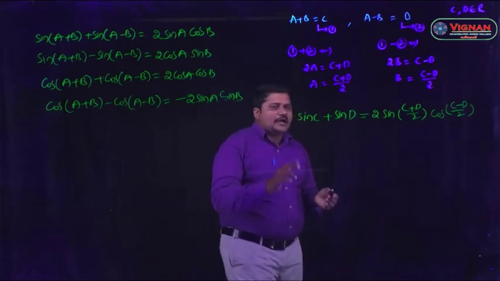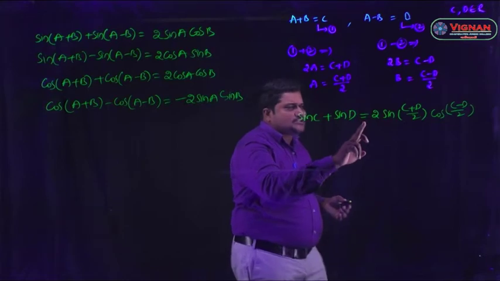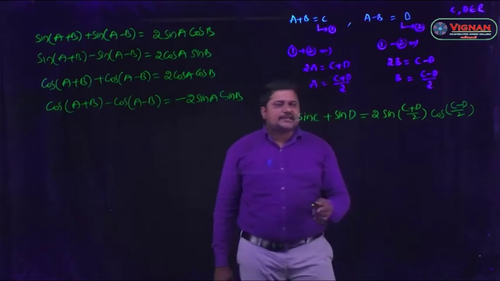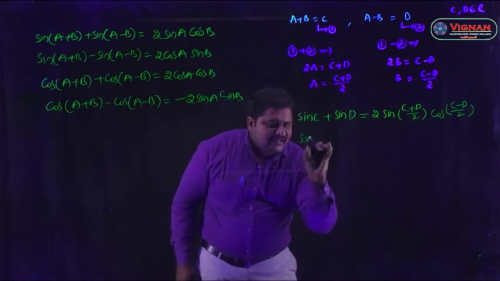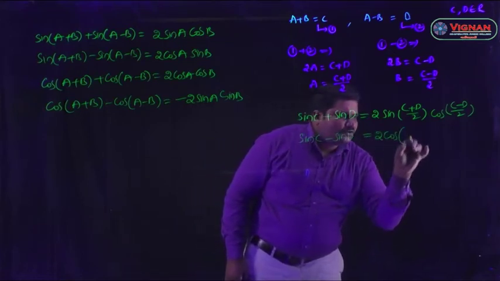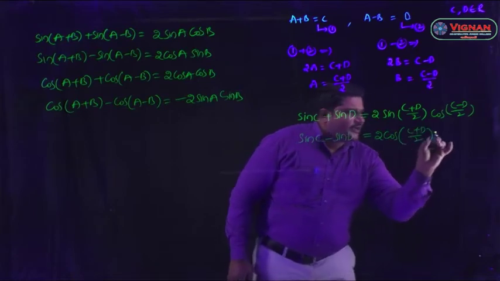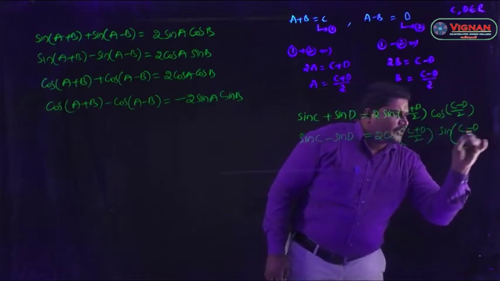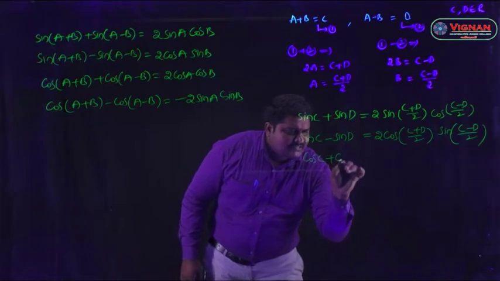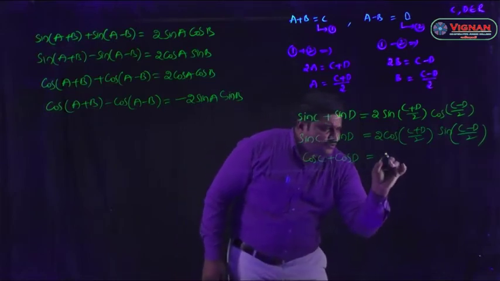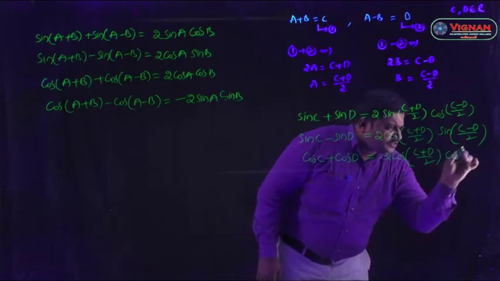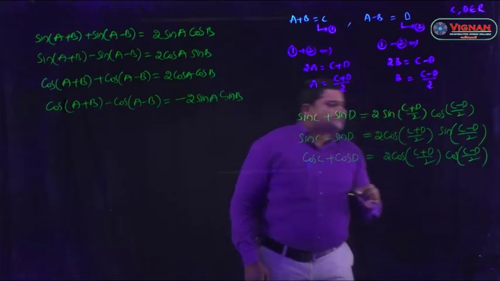Then we get a formula: sin c plus sin d is equal to 2 sin of c plus d by 2 cos of c minus d by 2. Similarly, we get sin c minus sin d is equal to 2 cos of c plus d by 2 sin of c minus d by 2. And another formula, cos c plus cos d is equal to 2 cos of c plus d by 2 cos of c minus d by 2.